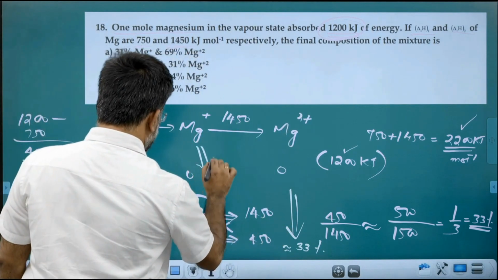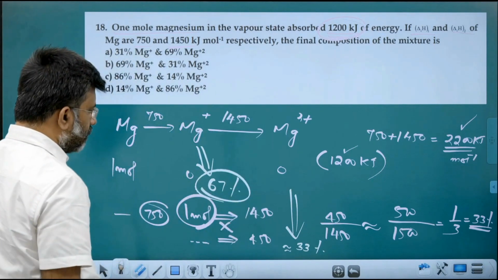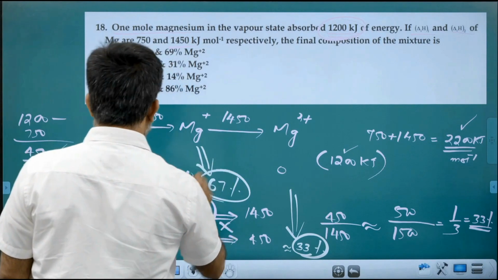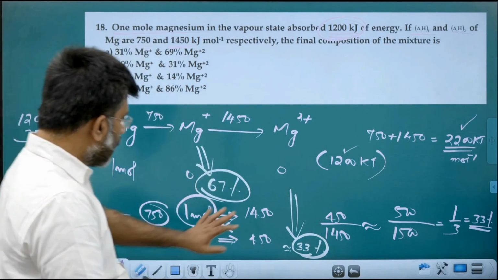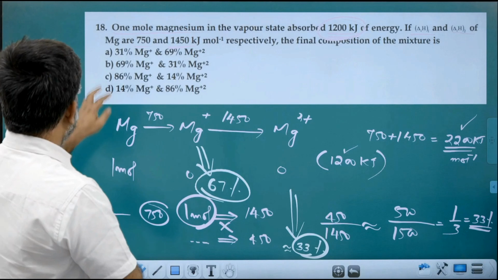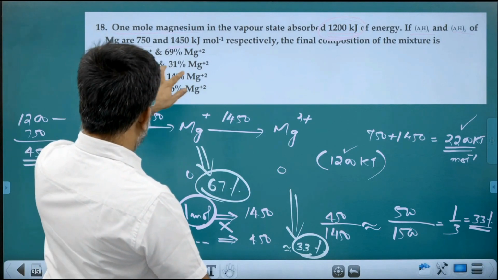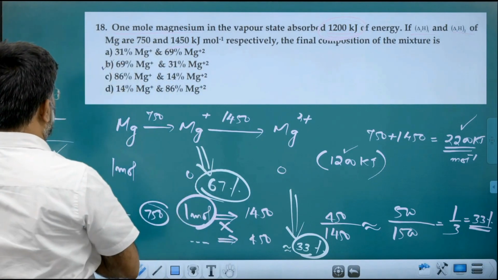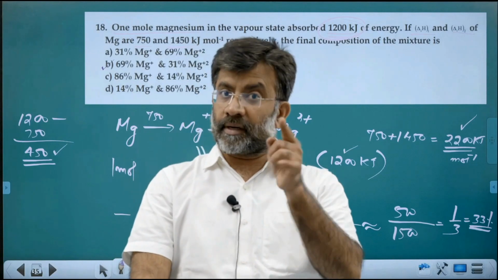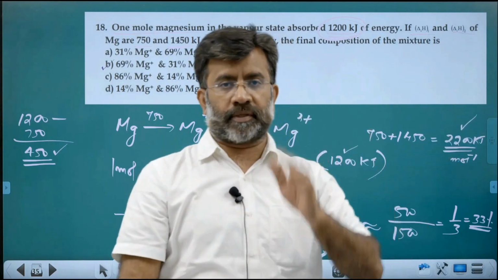Quite naturally, this will be some 67% and this will be some 33%. And hence you can select the correct answer. See what I said, the figures are approximate. Suppose there is a close figure, we have to work out further. 31 Mg+ and 69 Mg2+ is wrong. 69 Mg+ and 31 Mg2+ will be the correct answer. Some 69% will be Mg+ remaining, and some 31% Mg2+ formed.